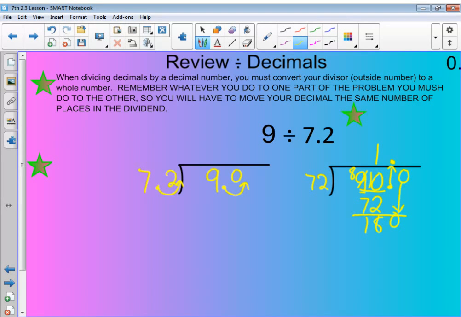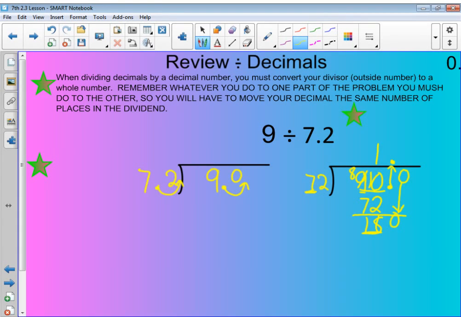So let's see, 72 into 180. An easy way to at least get within one number is to do what they call front end estimation, where you can take that front number and ask how many times it would go into the front two numbers.